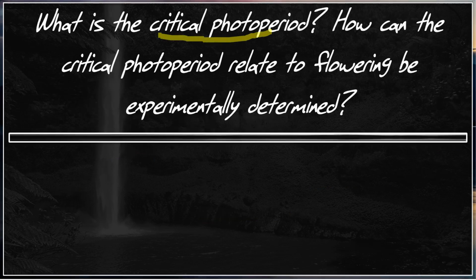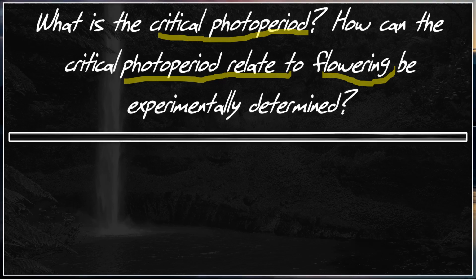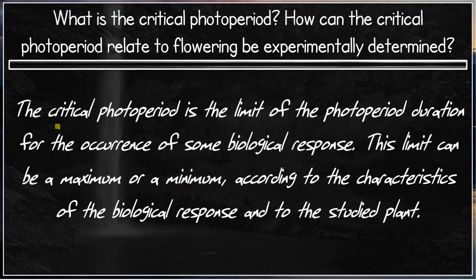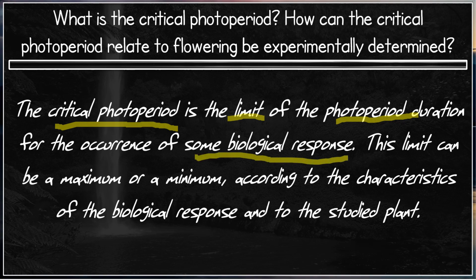What is the critical photoperiod? How can the critical photoperiod related to flowering be experimentally determined? The critical photoperiod is the limit of the photoperiod duration for the occurrence of some biological response. This limit can be a maximum or a minimum according to the characteristics of the biological response and to the studied plant.